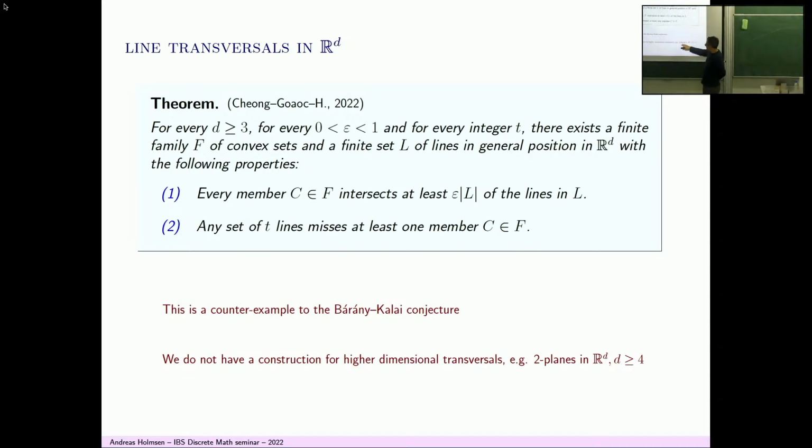One thing we don't know: our construction is really only for lines. We don't know how to do this, for example, for two-planes in RD. So D should be greater than 4, or else a two-plane is a hyperplane, right? But for example, two-planes in R4, we don't know. I would be very surprised if there was a weak epsilon theorem in this case, but we don't know how to disprove it. This is something very specific for lines that we can do.